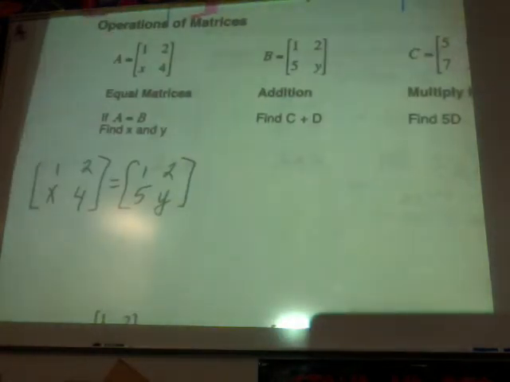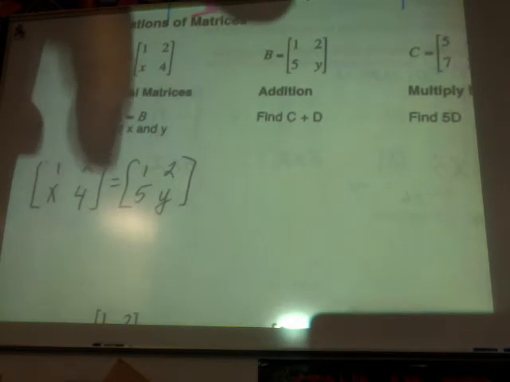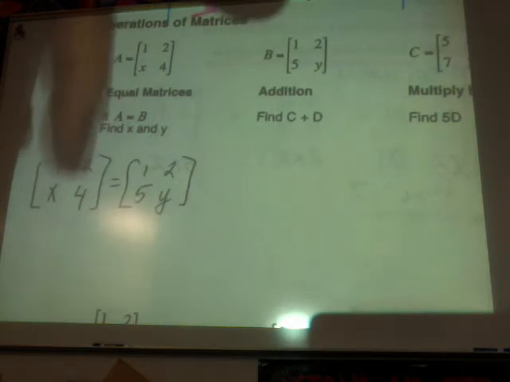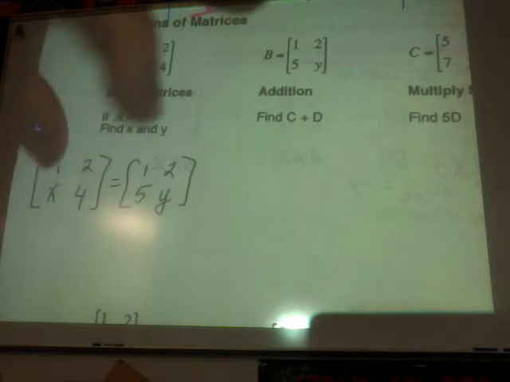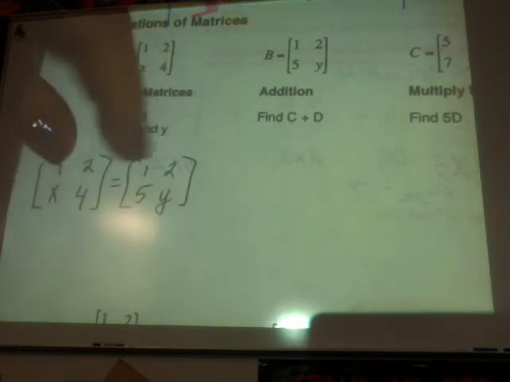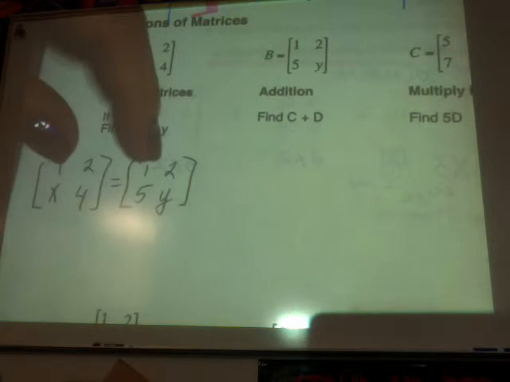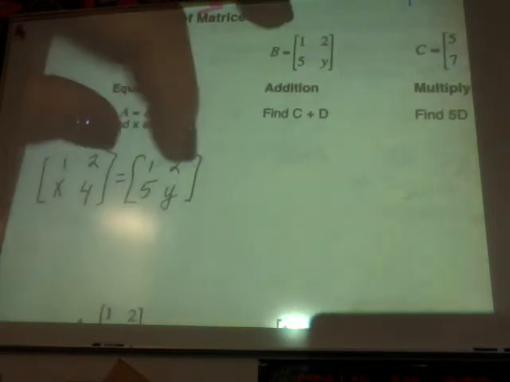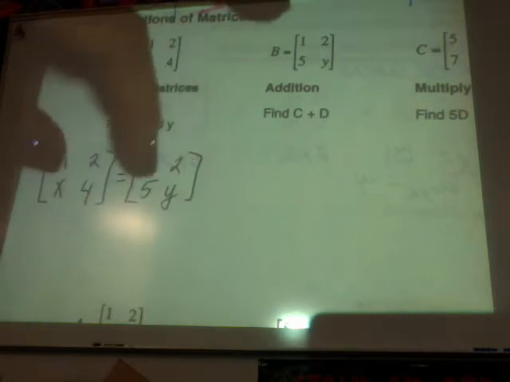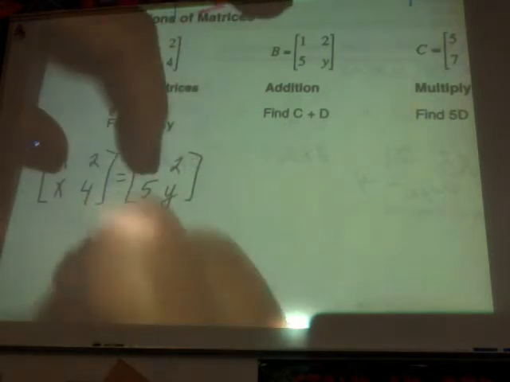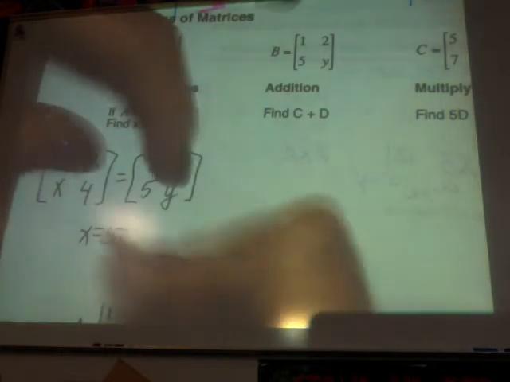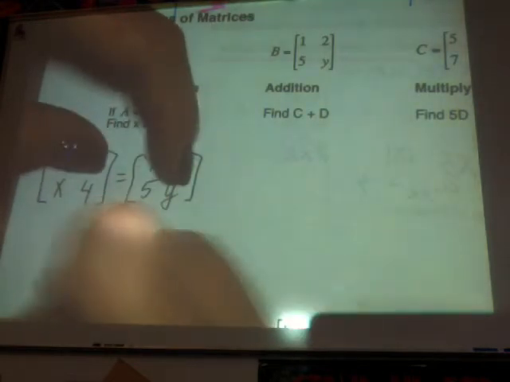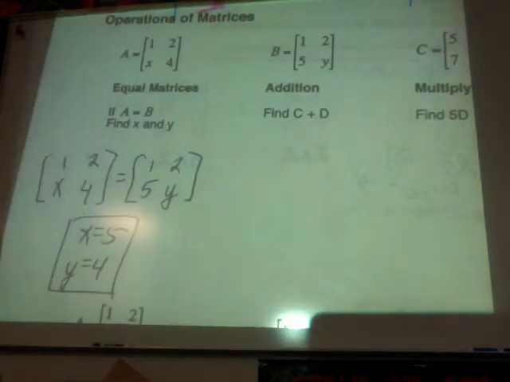Now what this says is that each element in the same position in each matrix are equal. So this is the 1, 1 position, and that's the 1, 1 position. First row, first column, aren't they both 1? Okay, aren't these both 2? So what would x be here? All right, so that's easy. X is equal to 5, and then y is 4. So for something like that, those are easy.